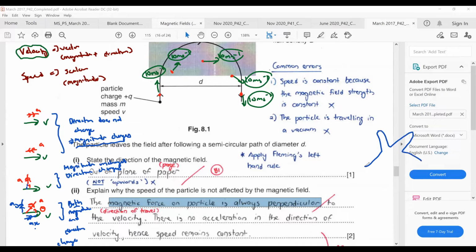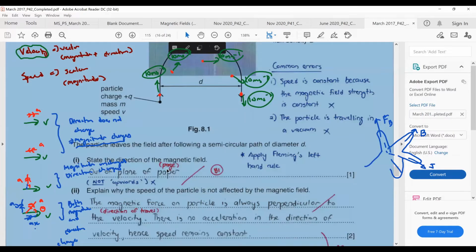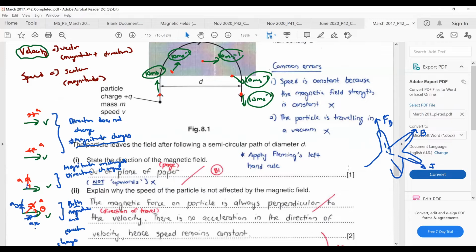If you use your Fleming's left-hand rule, you will notice that your F_B and I will always be perpendicular. No matter how you change the direction, the F_B and I will be perpendicular. The I is actually the direction of your current flow, or in other words, the direction of your charge motion. So it will always be perpendicular.